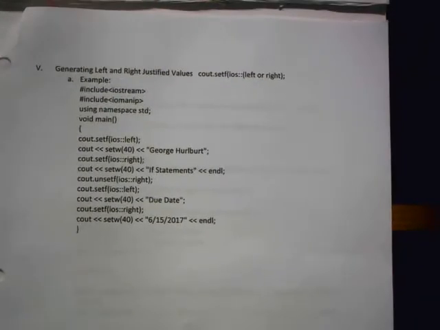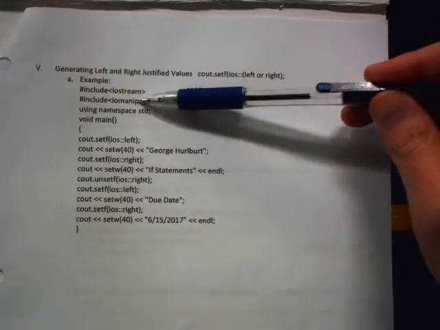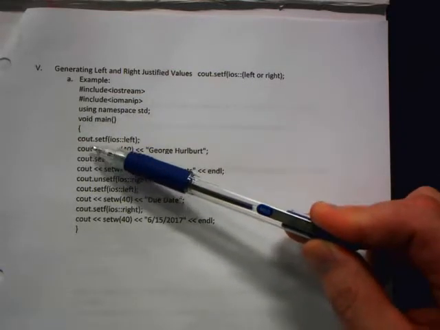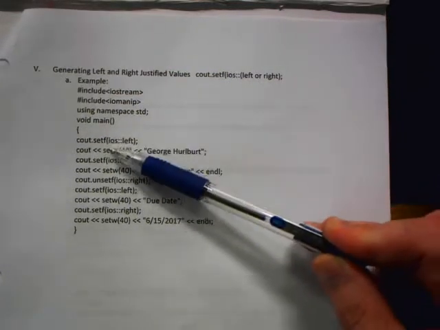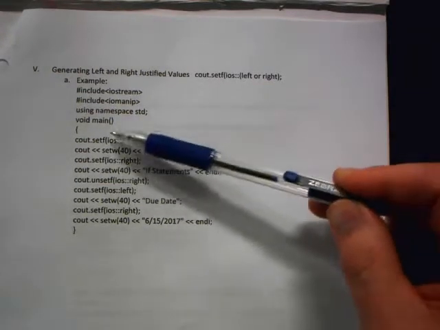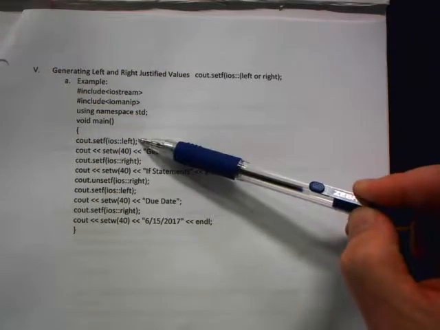All right, finally for today. This is a short one. What if you want to left justify things? We talked about that we always right justify. Well, you can left justify. So to left justify, you need to call in the iostream and the iomanip again, as always. And then you use this command: cout.setf(ios::left); So that command tells the computer, all right, everything I print now, I'm going to want it left justified.